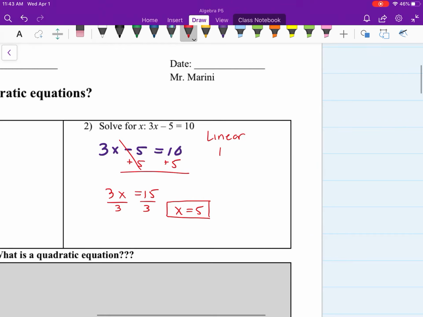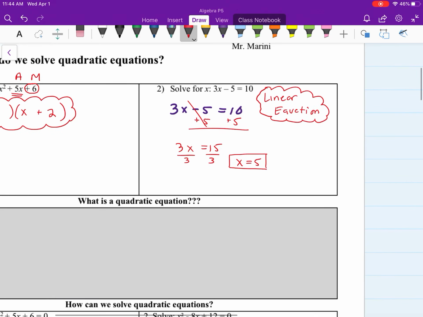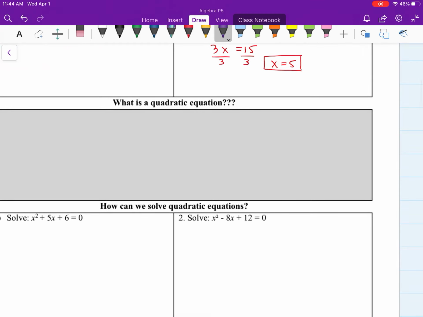Now, that is called a linear equation. All the equations that we've solved so far have been called linear equations. When you graph them, they make straight lines. However, now we're going to get into a new topic called quadratic equations. A quadratic equation is going to look like this.